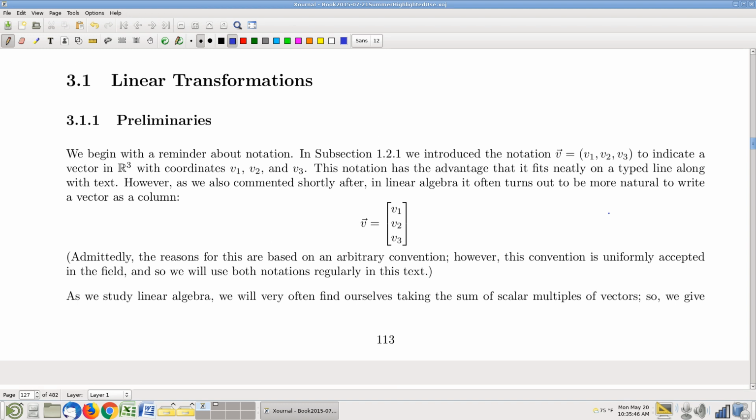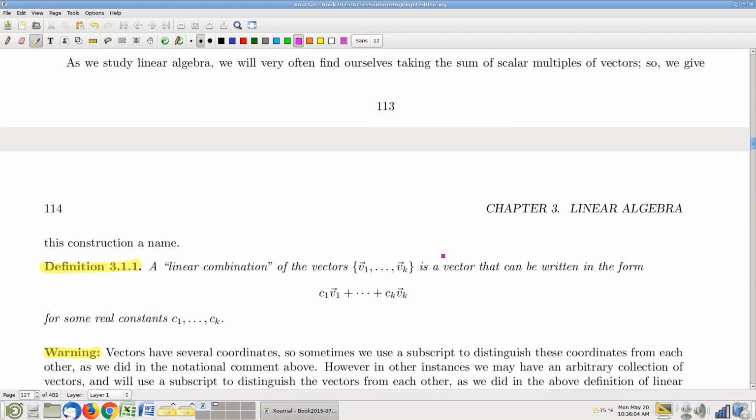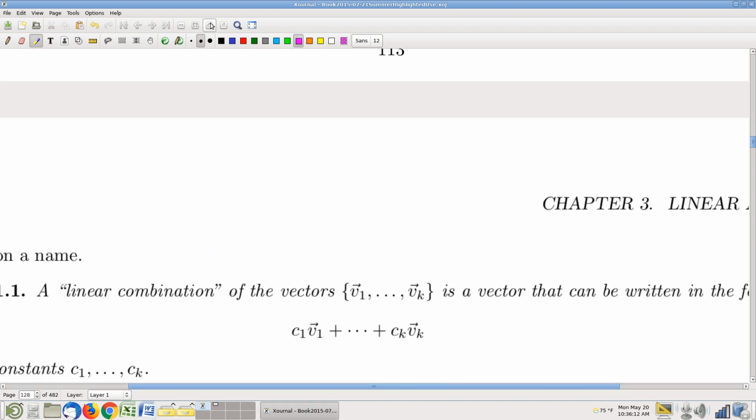So, reminder, vectors. Don't forget we're going to use this vertical notation for vectors sometimes. Here's where we're really going to use it quite a bit, to write vectors vertically. Arguably it doesn't matter, but it ends up being very convenient. I need to define a term called a linear combination. A linear combination of vectors. If you give me a list of vectors, v1 through vk, a linear combination simply means this expression.